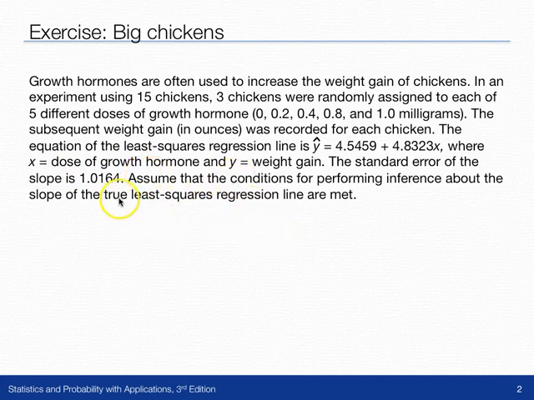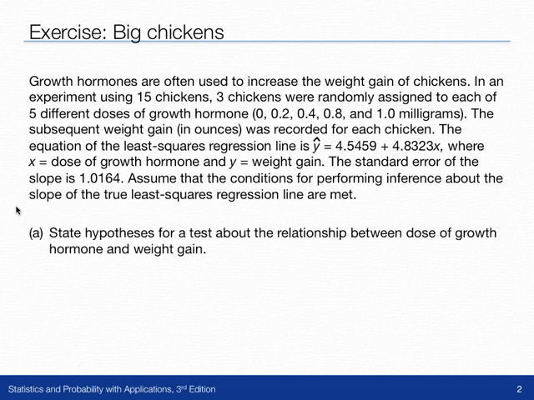The standard error of that slope, 4.8323, is 1.0164. Assume the conditions for performing inference about the slope of the true least squares regression line are met. In part A of this problem, we're asked to state the hypotheses for a test about the relationship between dose of growth hormone and weight gain.